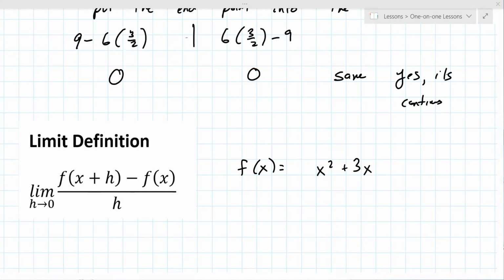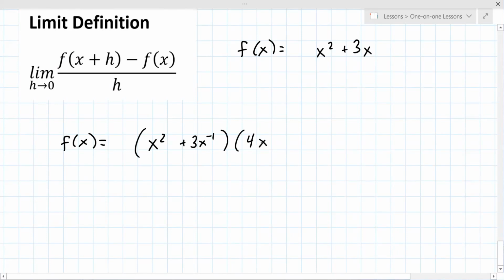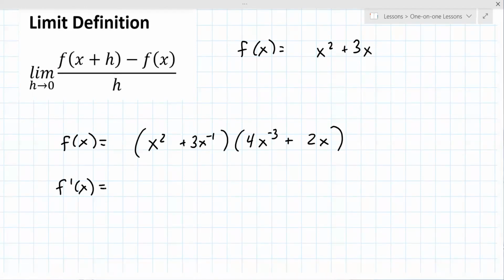to product and quotient rules. Those are often something that's unclear. So let me throw up a function here that I think you might see. Let's say f of x equals x squared plus 3x to the minus 1 power times 4x to the minus 3 plus 2x. And you're asked to find f prime of x. Is this something you feel comfortable that you could execute?